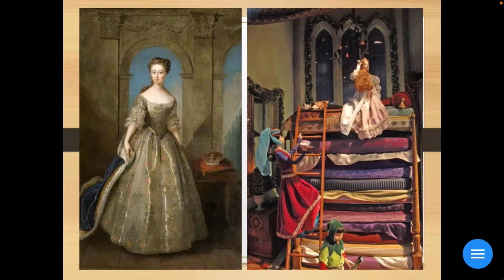There's a whole bunch of mattresses, and there's a girl on the top of them. Somebody's bringing her, looks like a bowl of something yummy, maybe soup. Oh, this is The Princess and the Pea. If you don't know the story, I'm going to give you a quick synopsis of it and see if you can match what's going on in the picture on the right with the story that I'm going to tell you.